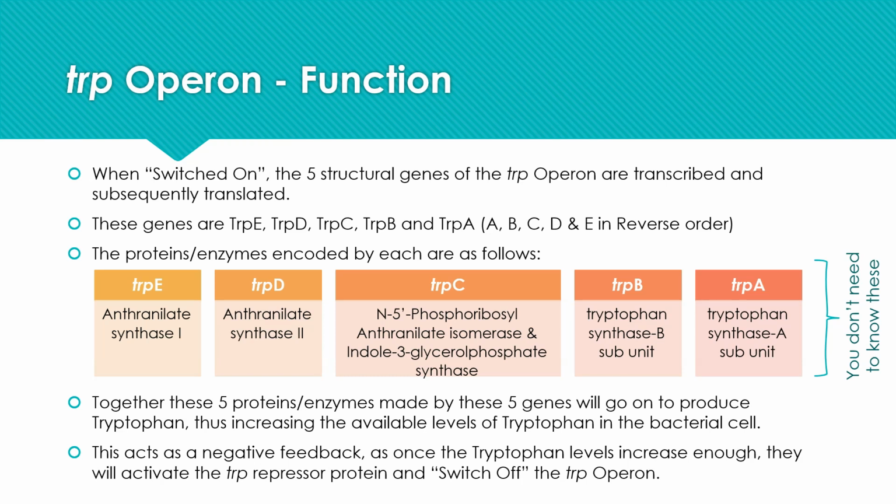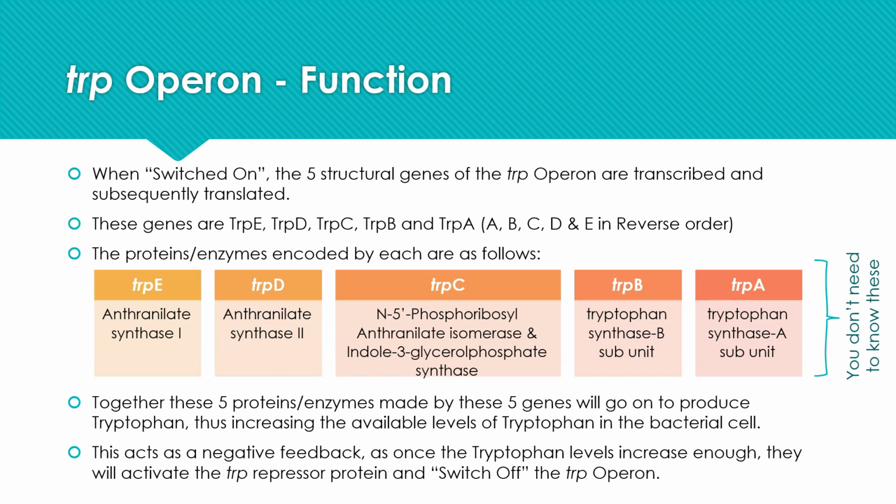So overall, the things that get made from the trp operon are proteins / enzymes. It's the type of protein they are, as they're an enzyme. You end up with these 5 enzymes that work together to take these other molecules in the cell and turn them into tryptophan and create tryptophan for the bacterial cell.